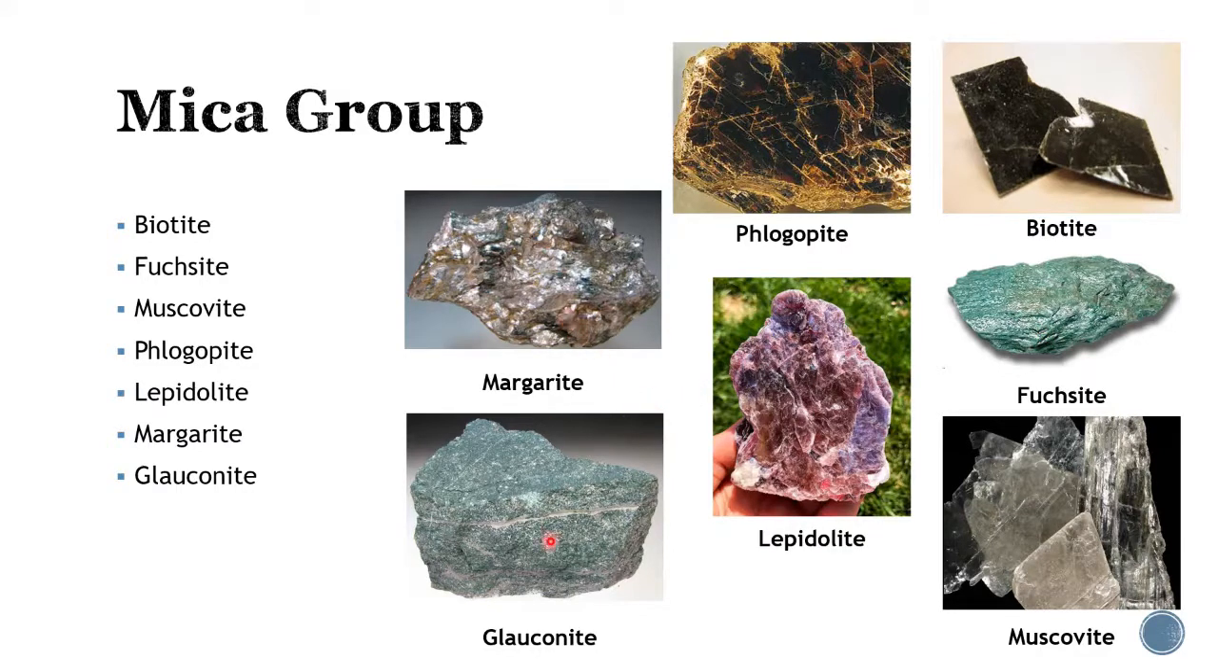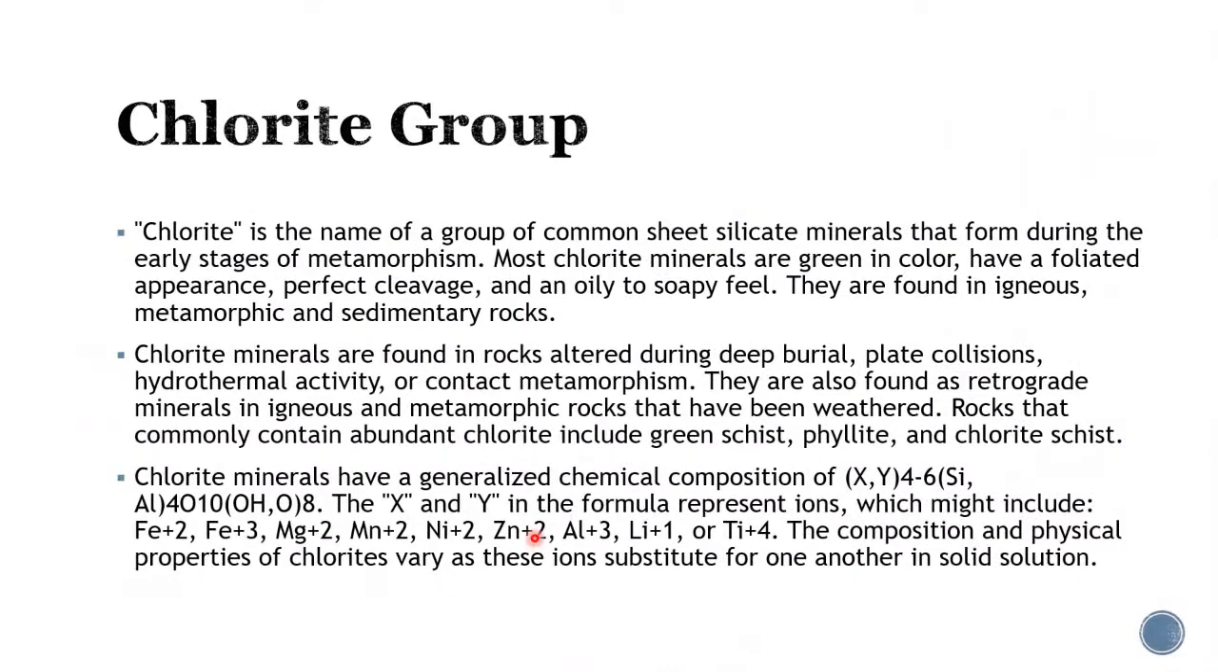Margarite and glauconite, which is a green color. It resembles chlorite as well. Chlorite is so soft that you can even scratch it with your fingernail. Okay, chlorite. The next group is chlorite.